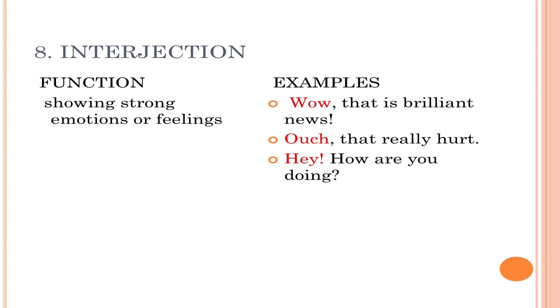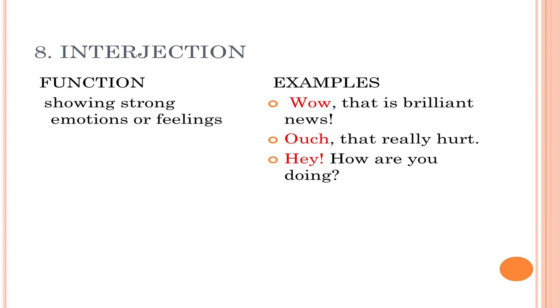Look at these examples. 1. Wow, that is brilliant. The word wow here is an interjection, and it expresses the feeling of amazement, of wonder, of surprise. 2. Ouch, that really hurt. Ouch here is also an interjection, and it expresses a feeling of pain, of one expressing hurt. So it's an interjection.